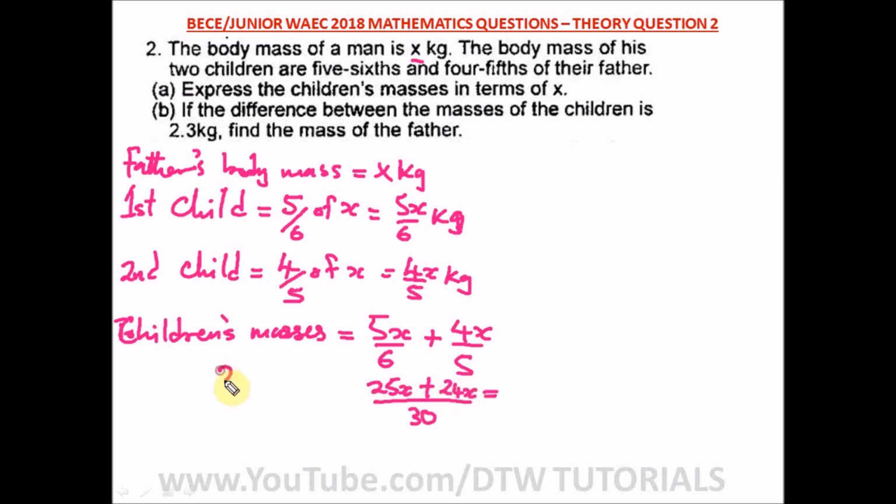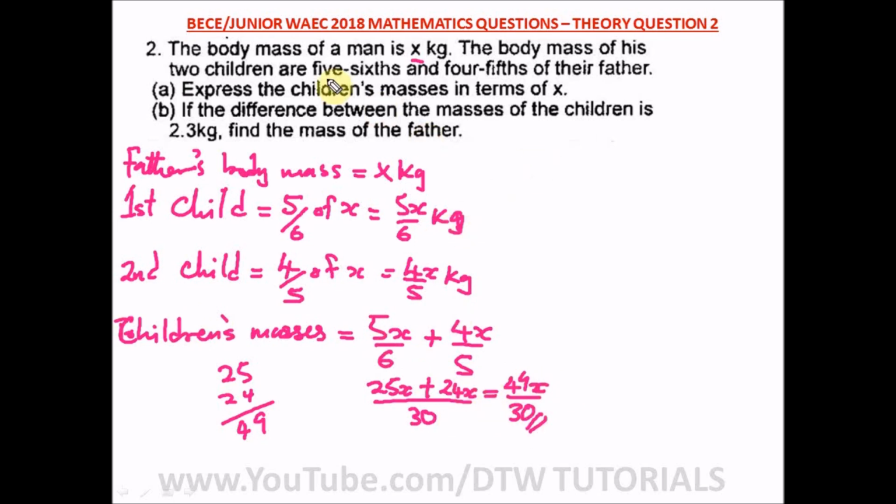And what would this give us? 25 plus 24. 5 plus 4 is 9, and 2 plus 2 is 4. So we have here 49. Don't forget your x: 49x divided by 30. Okay, so this is your answer. That's the children's masses.